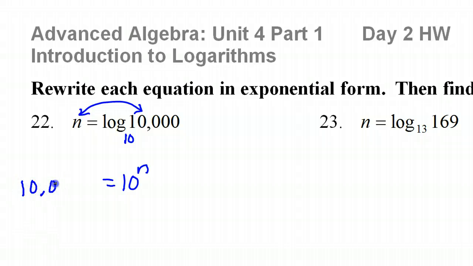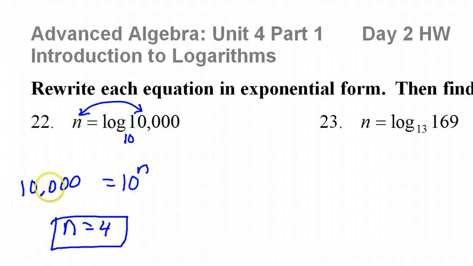So 10 to the nth power equals 10,000. Now I have to ask the question, 10 to what power gives me 10,000? Well, I could just count the zeros. 1, 2, 3, 4. So that's going to be 10 to the 4th power. So n is 4.